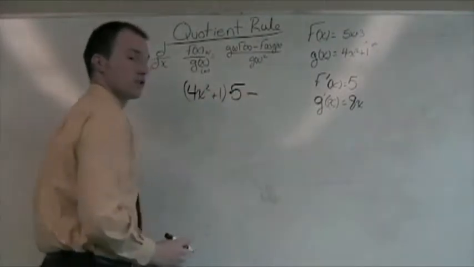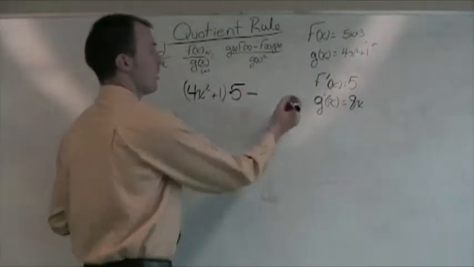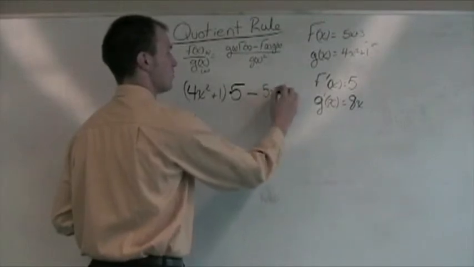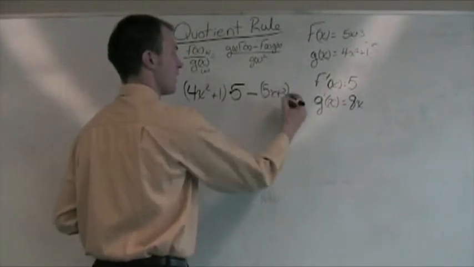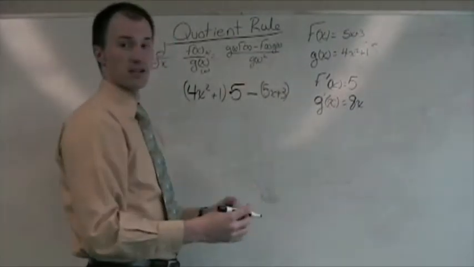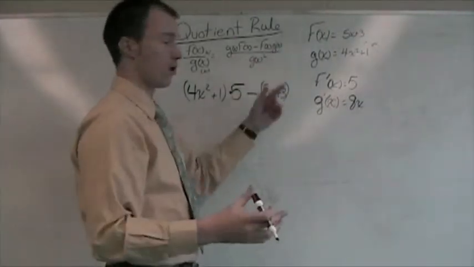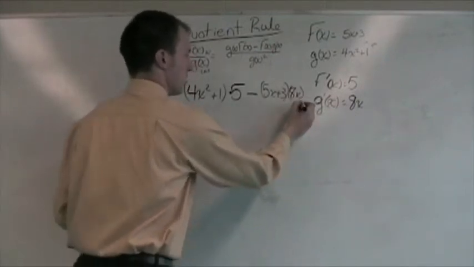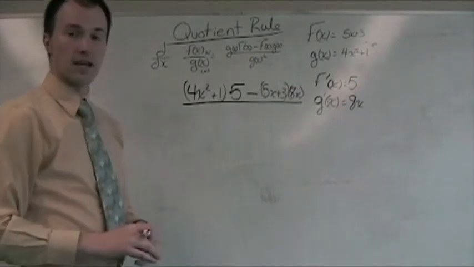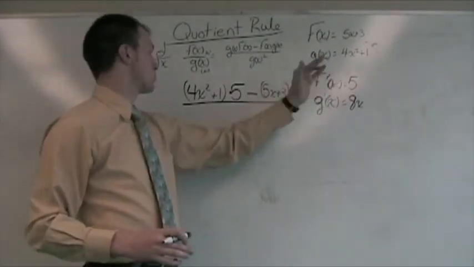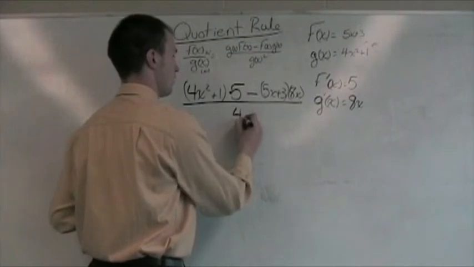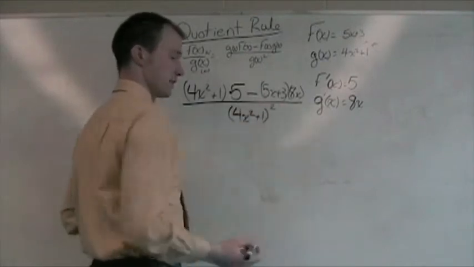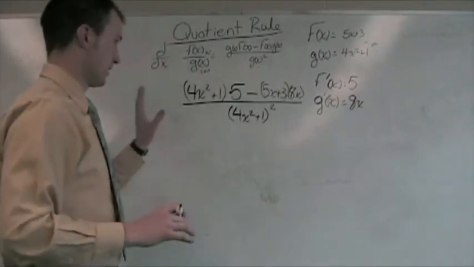And then from there, we're going to subtract high, 5x plus 3, that entire piece, times g prime of x. So high d low. The d low is 8x. And again, we're multiplying those together. And we're dividing this entire piece by my low squared, which is 4x squared plus 1 quantity squared. Okay, so there's the entire piece there.